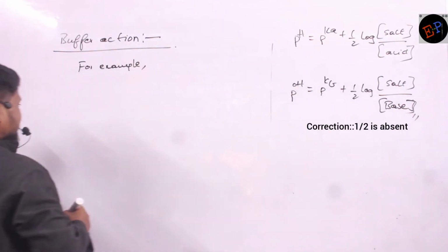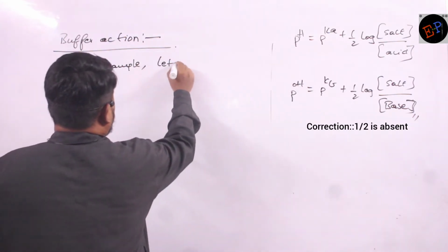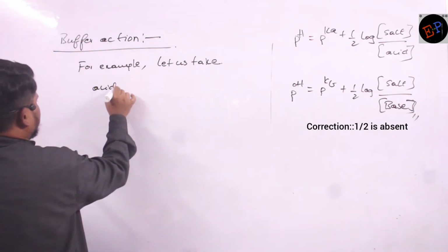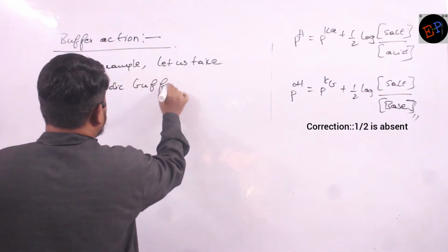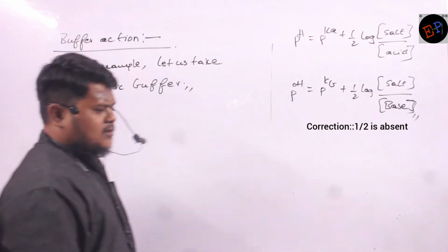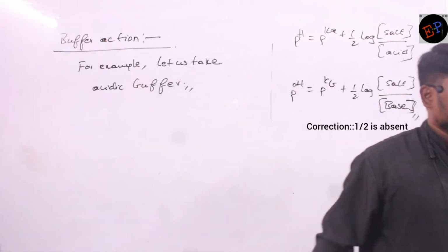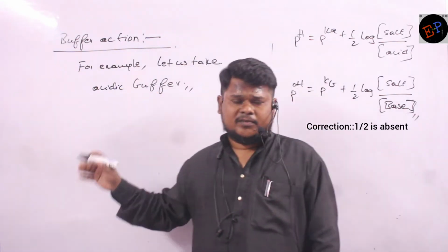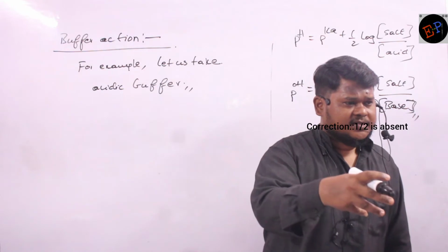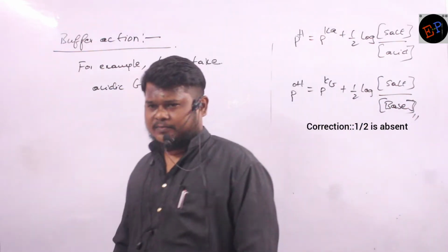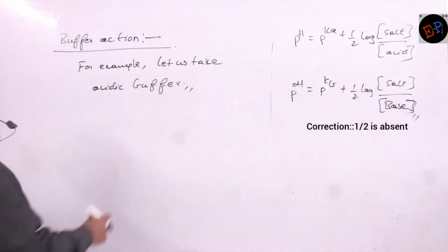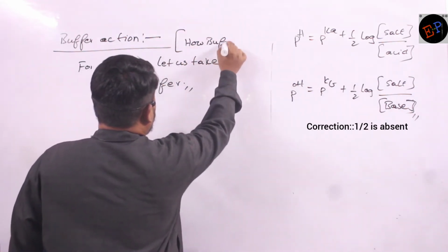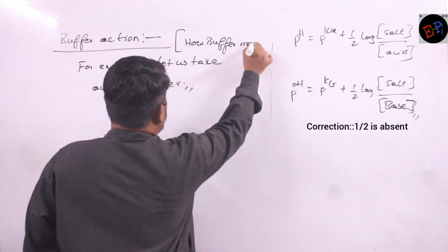So for example, let us take an acidic buffer and try to understand how the pH of this buffer remains constant. What is meant by buffer action? Buffer action means how this buffer is able to maintain its pH. That is called buffer action. If you want to make a note of this: how a buffer maintains pH.